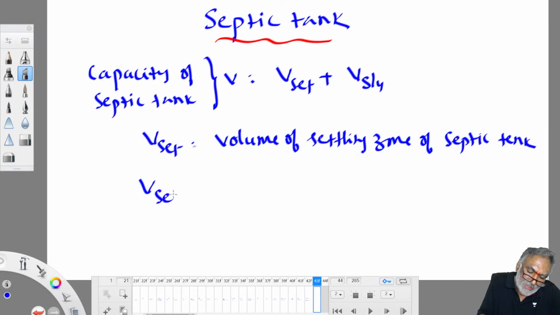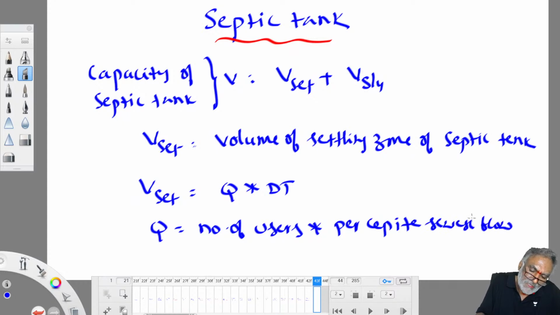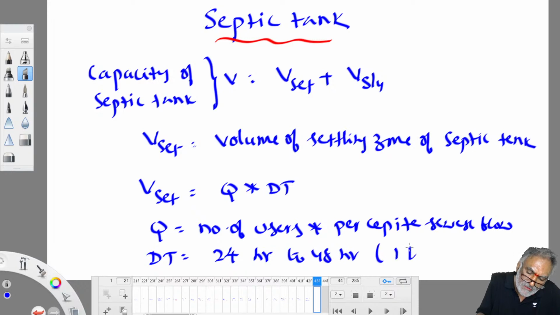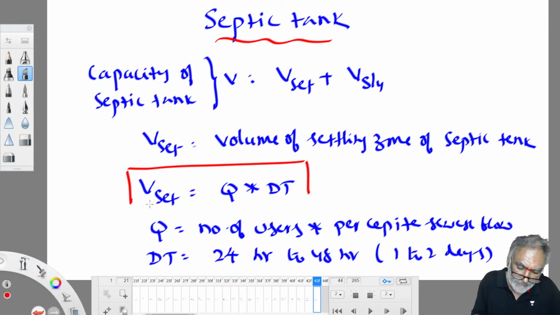The settling zone of the septic tank will be fixed by detention time. Q into detention time. Q is equal to number of users into per capita sewage flow or per capita water supply into factor. And dt is known as detention time. Normally we provide anywhere between 24 hours to 48 hours, that is 1 to 2 days detention time. So from this we get the volume of the settling zone.